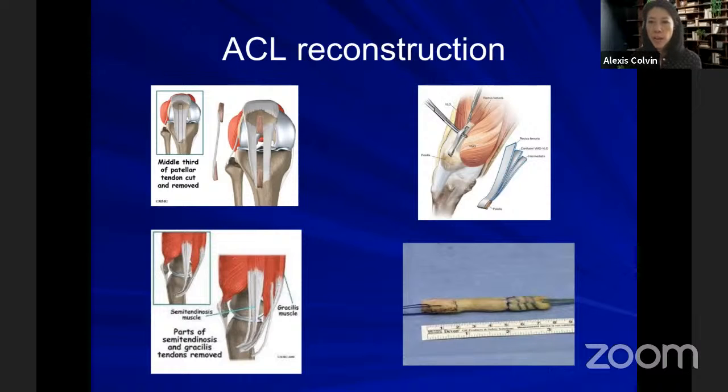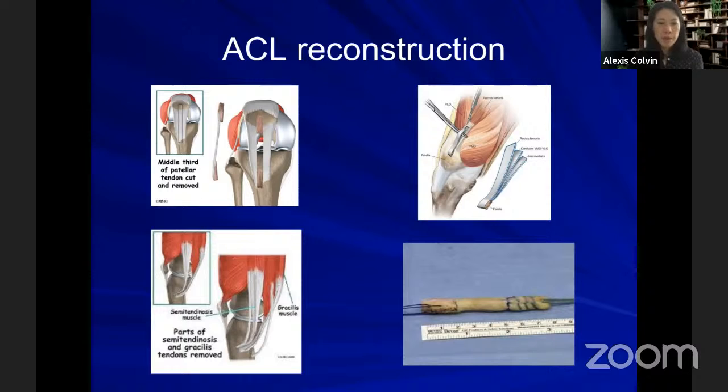The picture to the right has the person's head at the top and the foot at the bottom. You can see that the patella is labeled there. That would be taking a little piece of bone from the patella and then the quadriceps tendon, which is the tendon above the kneecap.